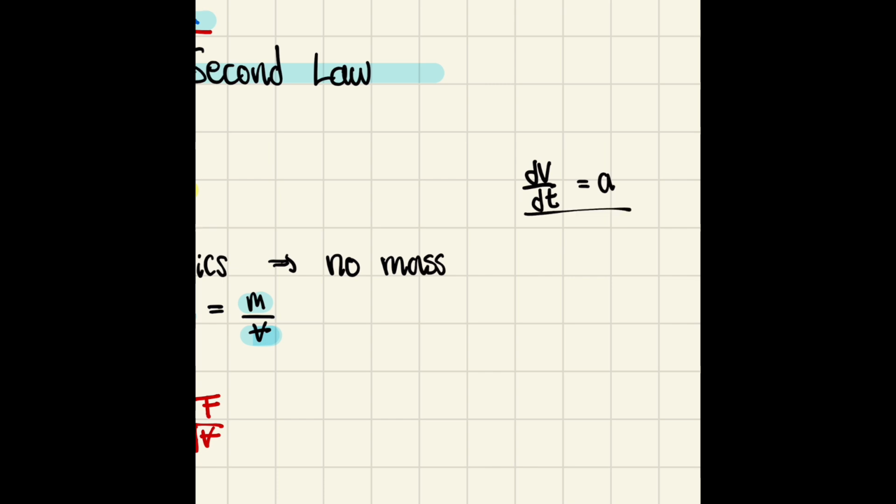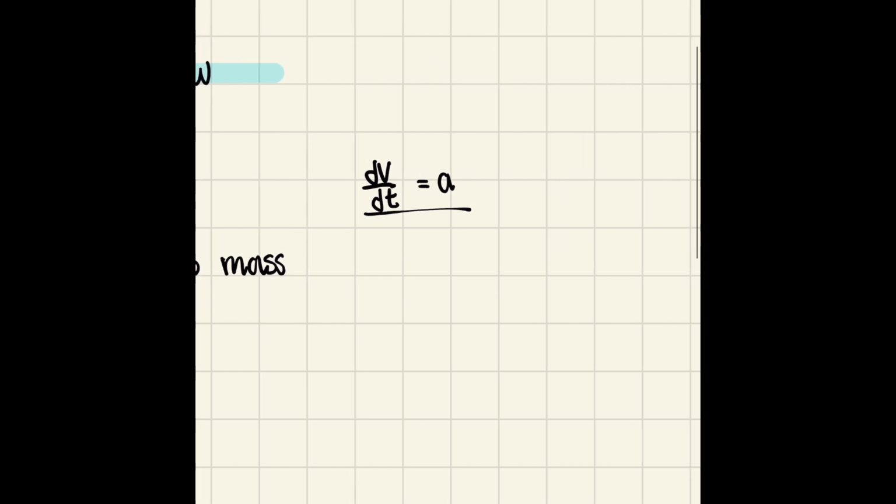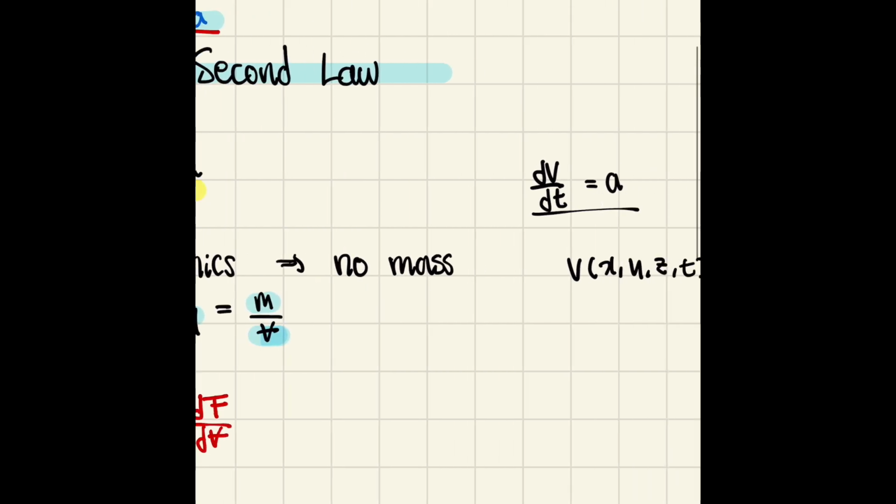The reason behind this is that velocity has multiple variables. In fluid mechanics, velocity has x, y, and z directions with respect to time. So when there's a fluid particle, it has its own velocities in the x, y, and z directions, and they change over time. That's why we have four different variables for the velocity, and when we take the derivative of this velocity function, it's not going to be as simple as just dv dt equals a.